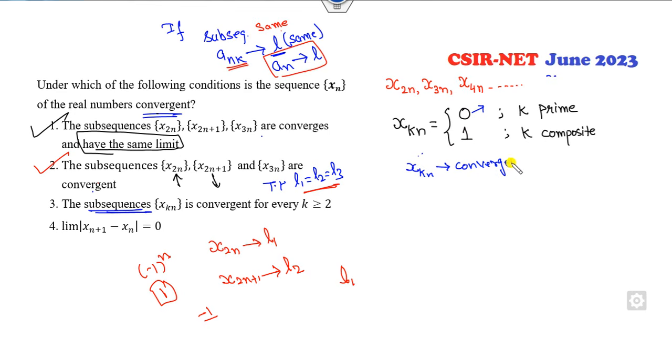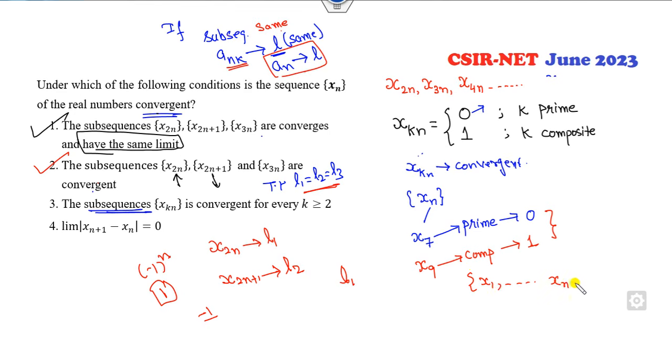Now, is the sequence also convergent? When will it be convergent? The sequence xn, if I consider any one, let's say x7, what will happen? It is a prime number, so it converges to 0. If I consider 9, 9 is not a prime number, it is a composite number, so it converges to 1. Fine. Now it clearly says if you have the sequence x1 up to xn, one limit will converge to 0, another limit will converge to 1. It means it is not convergent because limits are not unique. So this option is cancelled.